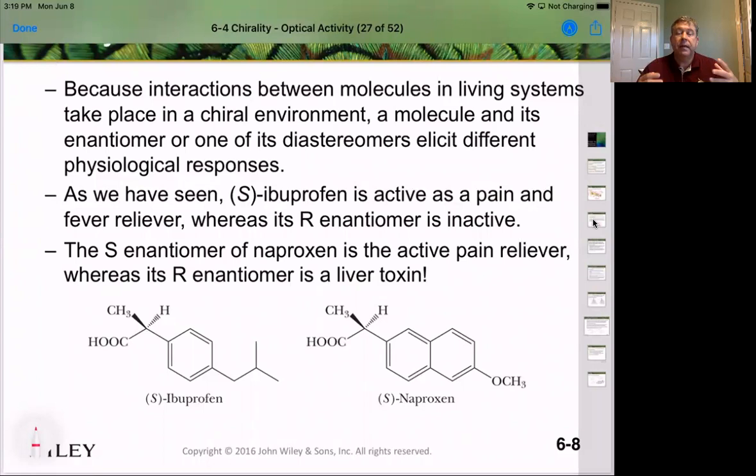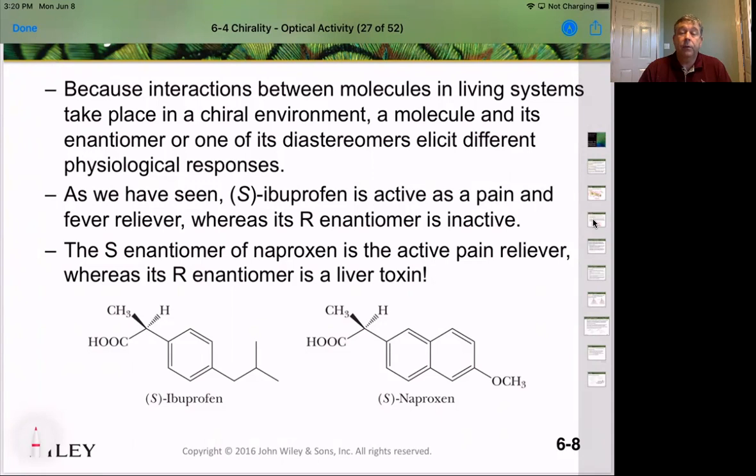Because of this, in many of our prescription drugs, only one isomer is actually found in the device because only one is active as a pain reliever. For example, in the case of ibuprofen, the biologically active species is the S derivative, not the R derivative of the material. It doesn't do anything to reduce pain or fever.